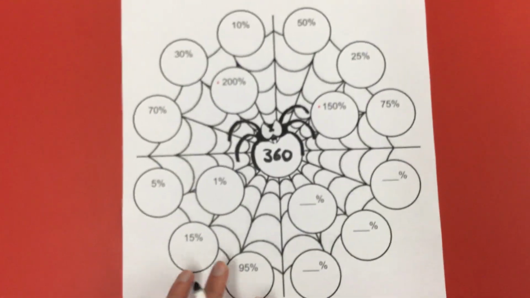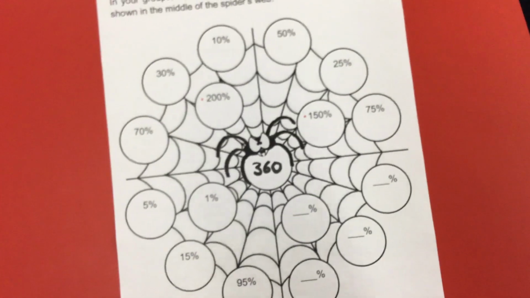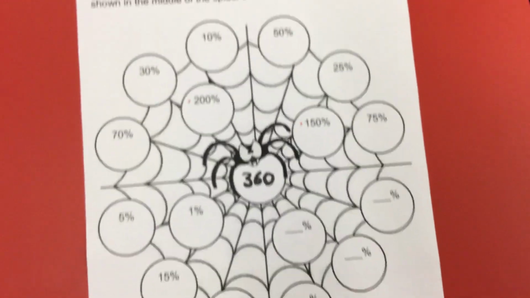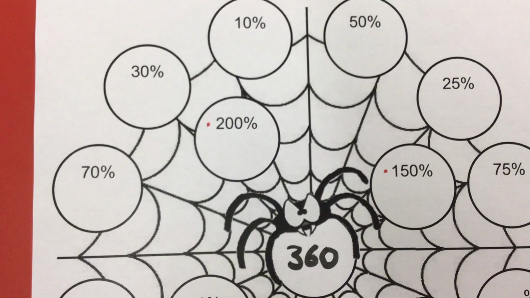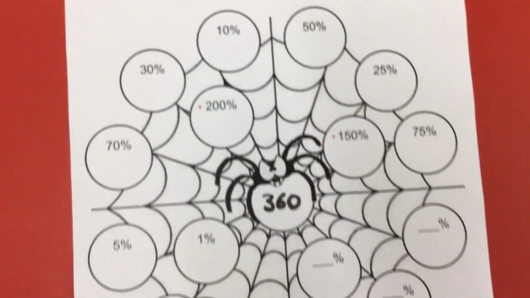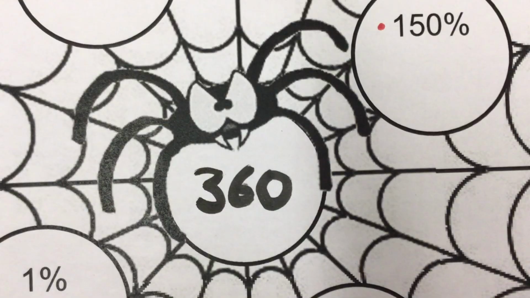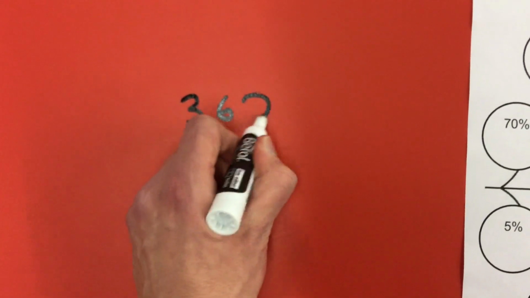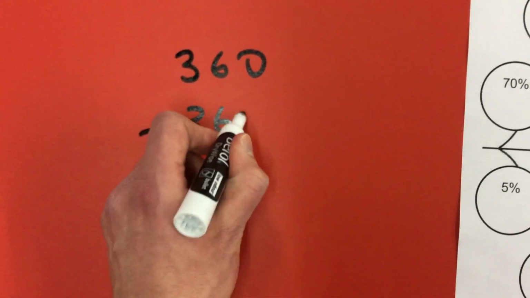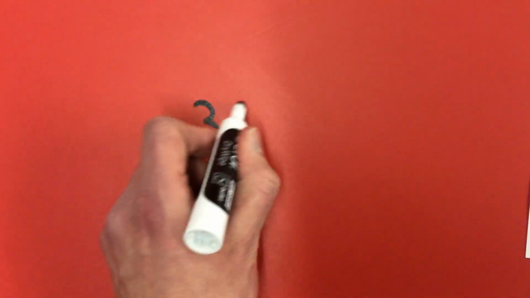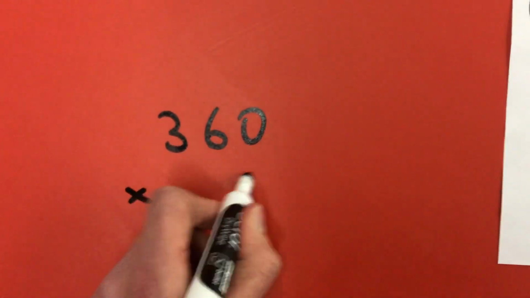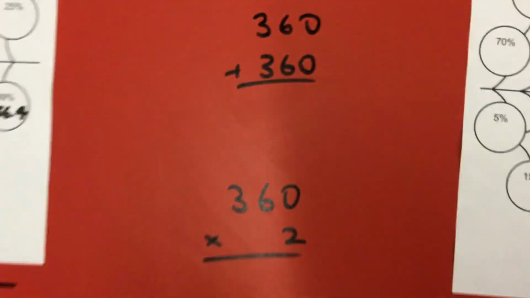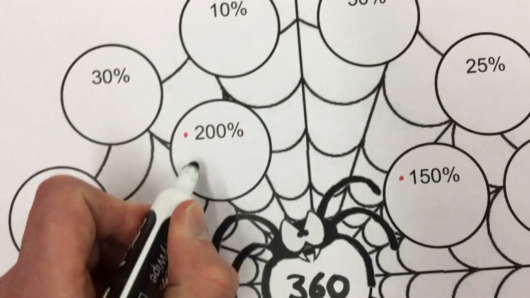Okay, last but not least, if that gets a bit too easy, which I'm sure it will for some people, we can start to look at even more complicated percentages, like 200%. What do we know about 200%? It's double 100%. What's double 360? Well, we can do it mentally, or we can do 360 add 360, or we could do 360 times 2. Whichever way you do it, you're going to get 720.